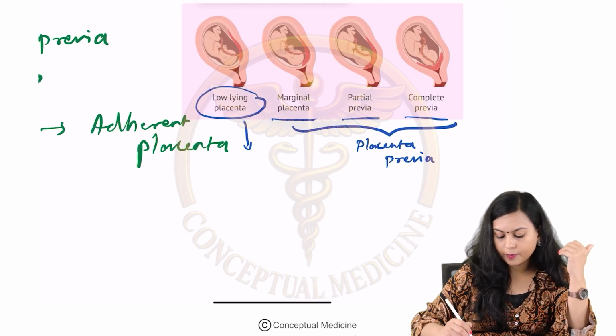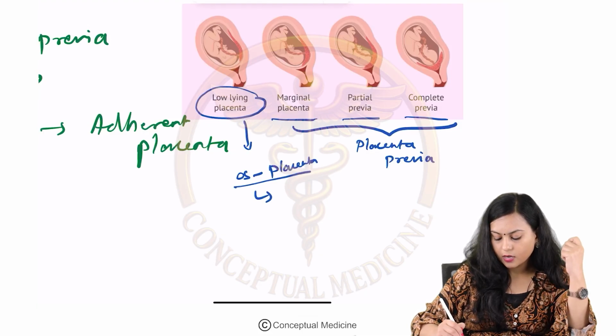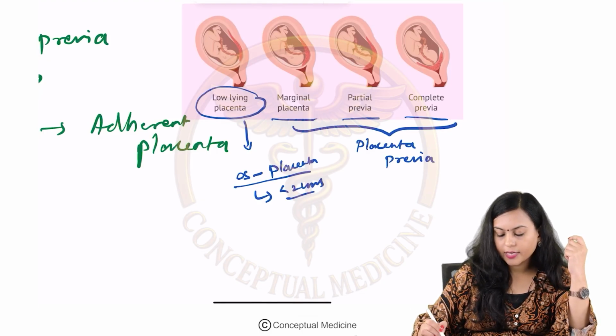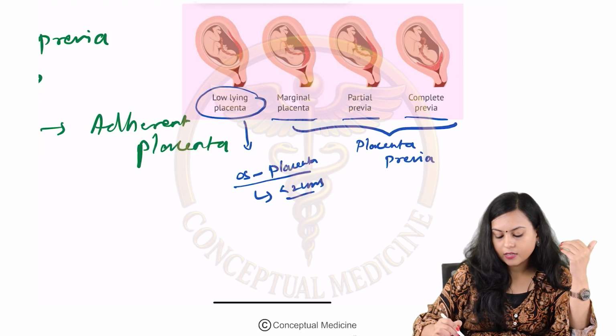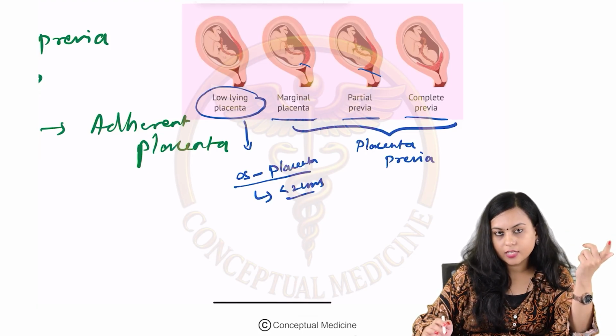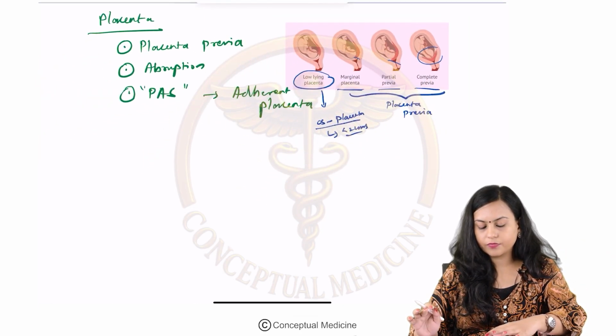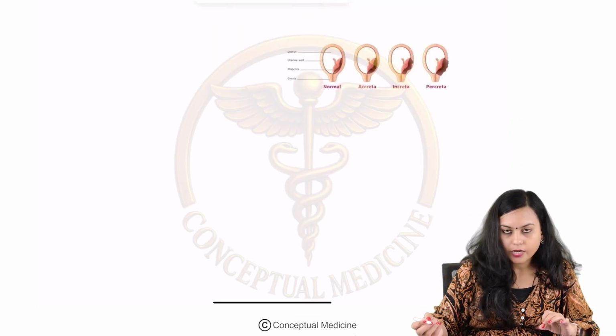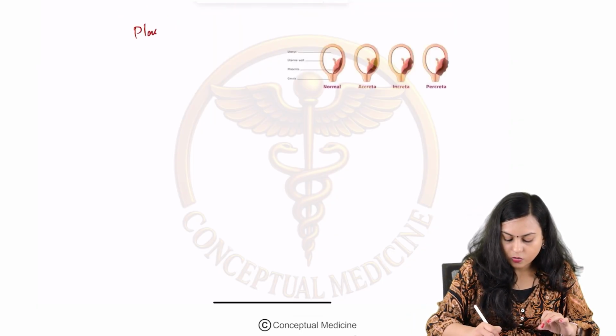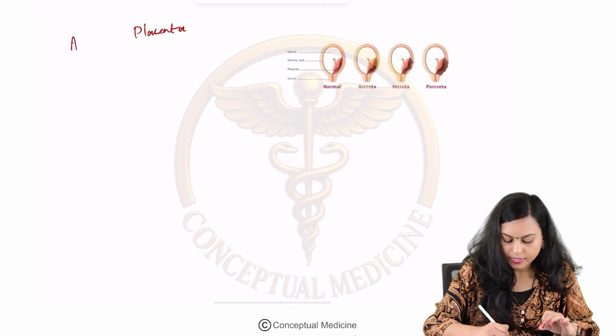Clear? A low-lying placenta means the distance from the os to the placenta should be less than 2 centimeters. And these are the cases of placenta previa where the placenta touches the internal cervical os, partially closes the internal cervical os, and completely closes the internal cervical os. Clear? Yes. Now also we can know about placenta, adherent placenta.